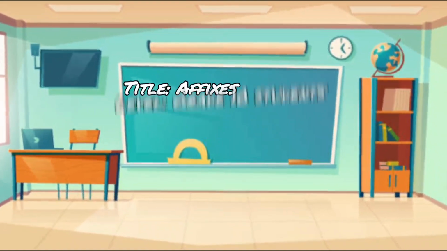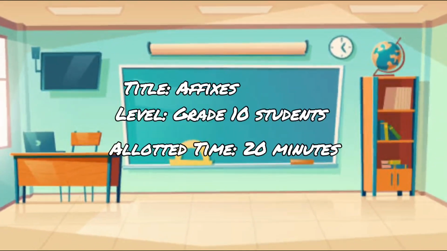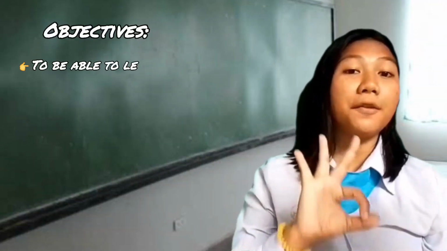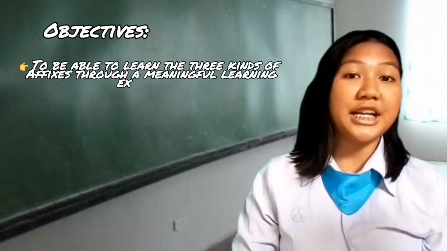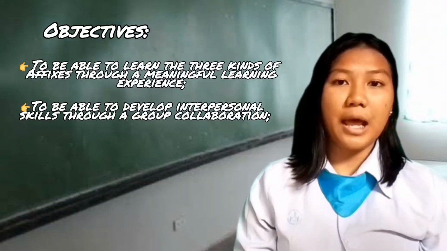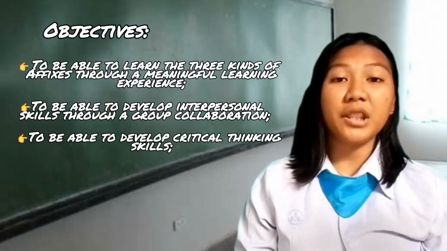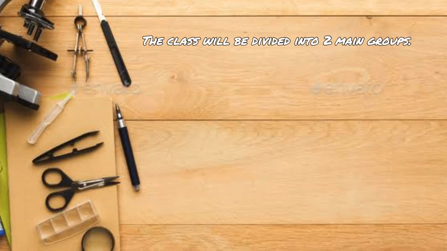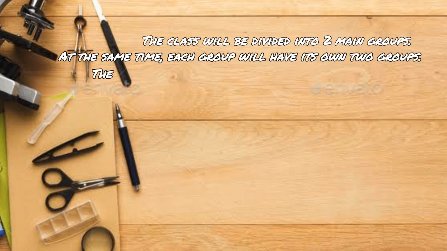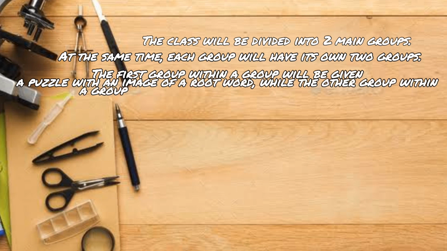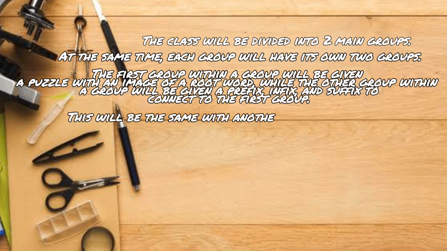Title: Affixes for the grade 10 students. Allotted time is 20 minutes. Objectives: to be able to learn the three kinds of affixes through a meaningful learning experience, to develop interpersonal skills through group collaboration, and to develop critical thinking skills. The class will be divided into two main groups. The first group within a group will be given a puzzle with an image of a root word, while the other group within a group will be given a prefix, infix, and suffix to connect to the first group. This will be the same with the other main group.